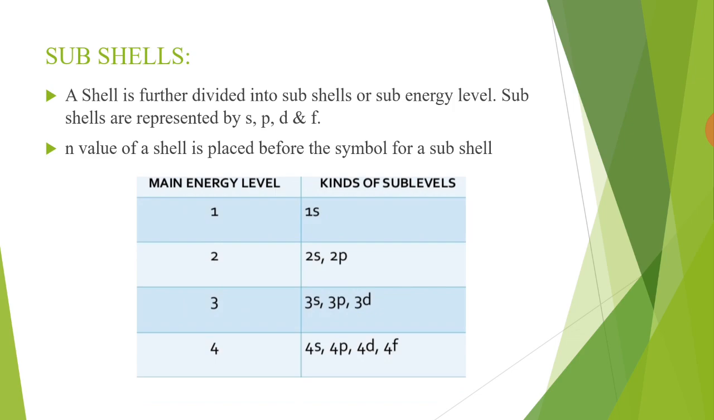Second energy level has 2 subshells, that is 2s and 2p. Third energy level has 3 subshells, that is 3s, 3p and 3d. Fourth energy level has 4 subshells, that is 4s, 4p, 4d, 4f and so on.